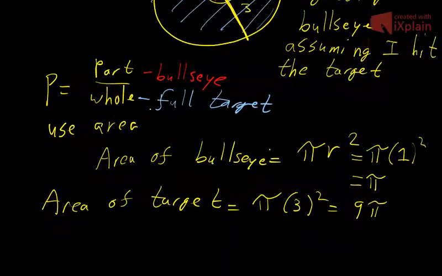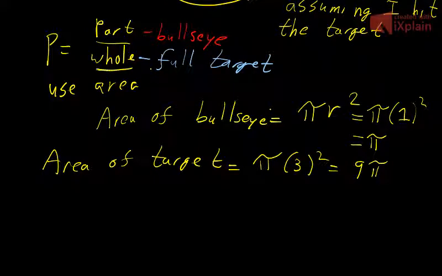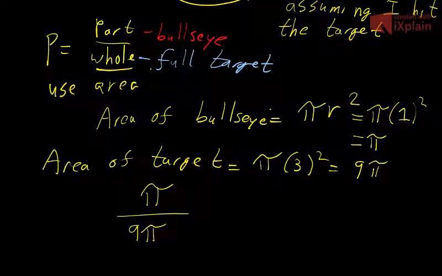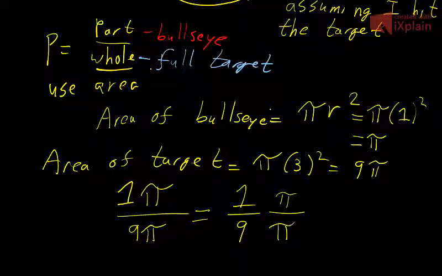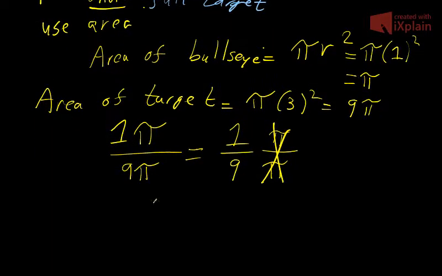So I know that my probability, looking back at my formula up here, is going to be the part divided by the whole. So my area, the bullseye, is my part, and that's just pi divided by, and the whole is the target, which is 9 pi on the bottom. I know that up top when it says pi, it really means I have 1 pi. So I'm going to write that down to make it a little bit easier. And then I can cancel that out to get 1 over 9. So I canceled out my pi's. They went away. And my final answer is a probability of 1 over 9.